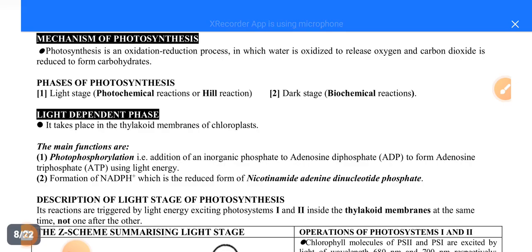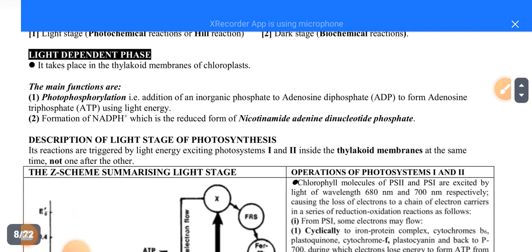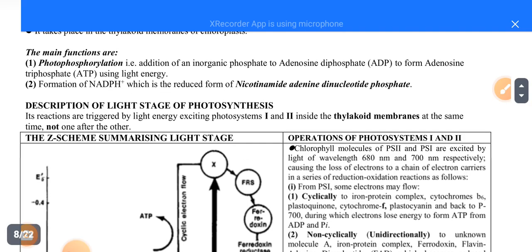Let us look at the light dependent stage. The light dependent phase takes place in the thylakoid membrane of the chloroplasts, as we are going to see. The main functions are one, photophosphorylation, and two, the formation of NADPH.